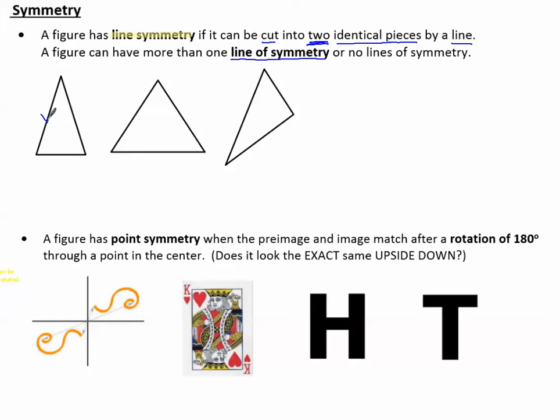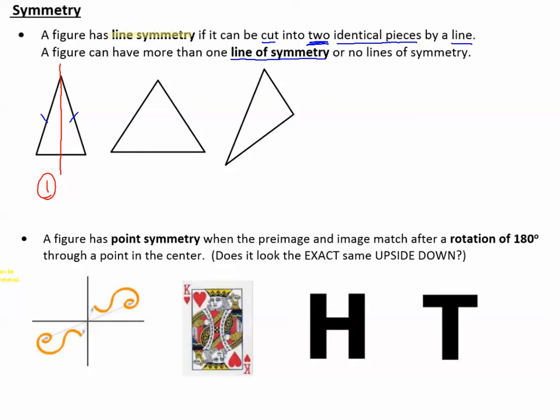Well, this looks like an isosceles triangle. Therefore, I should be able to cut it straight down the middle with a vertical line, and therefore the left half looks congruent to the right half. Therefore, this has one line of symmetry. Can I draw a line going this way from this vertex into this side? I can't, because this side is not congruent to this side. Let's undo that.